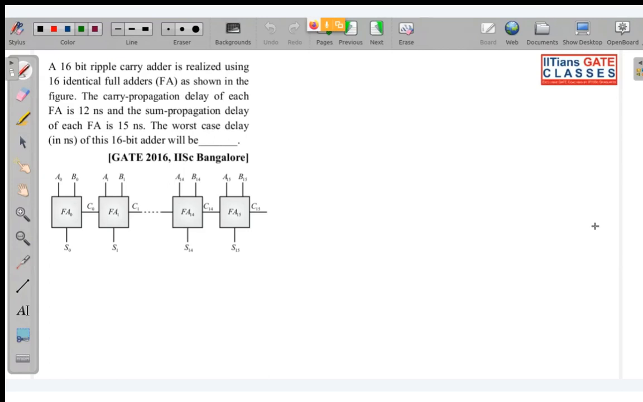Answers quickly. Just now we have seen the case. It's just addition and multiplication you have to do.